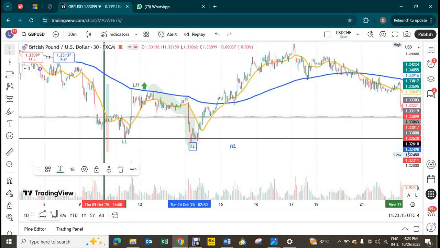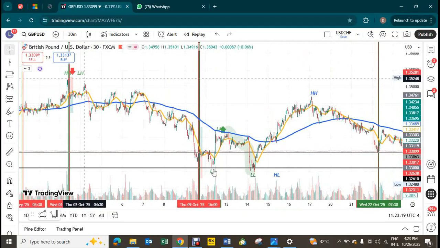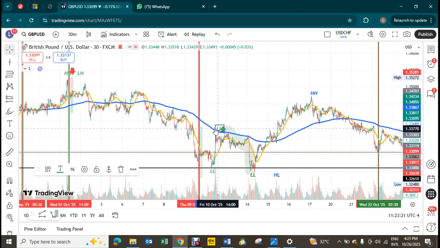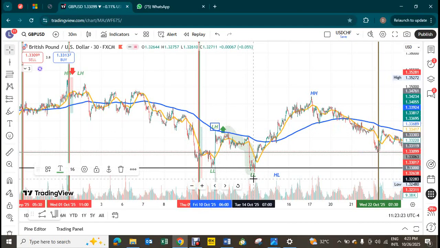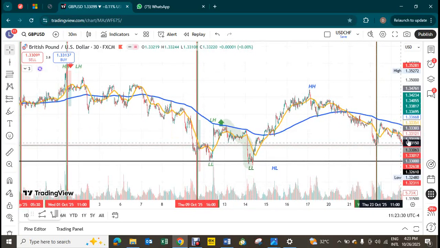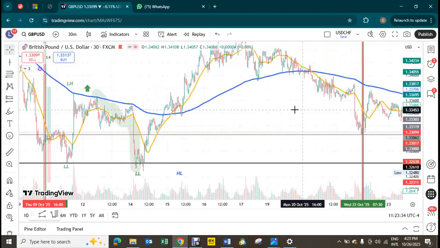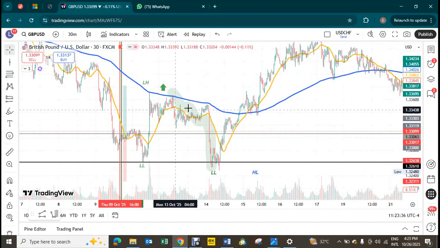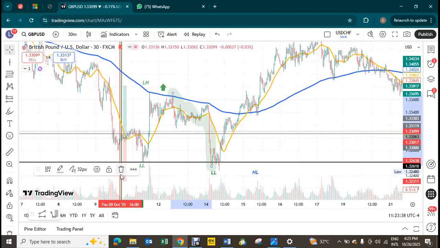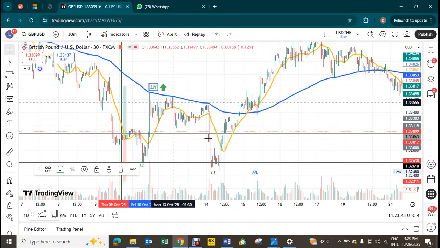Now if you look from down, you can see we have lower high, lower low, lower low. We have a lower low as well because price broke the previous lower low to give us a new lower low. So now we want to see this. This is it.